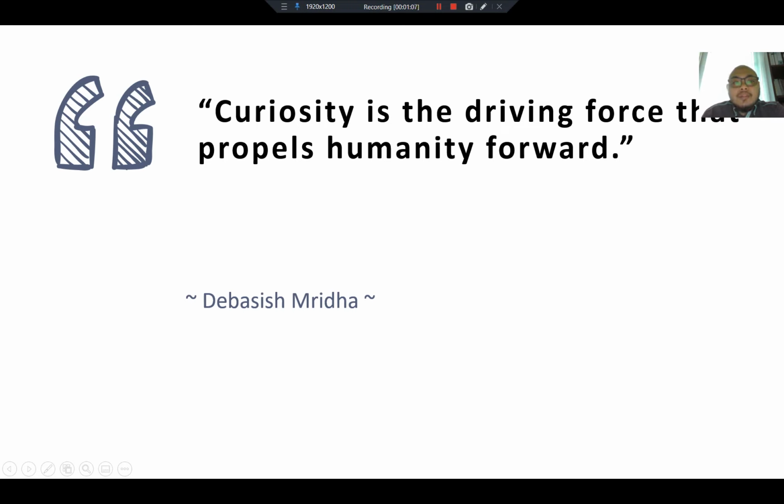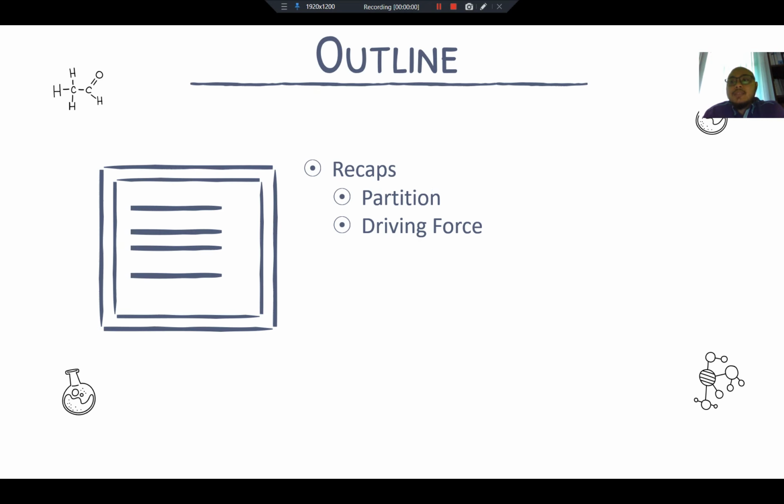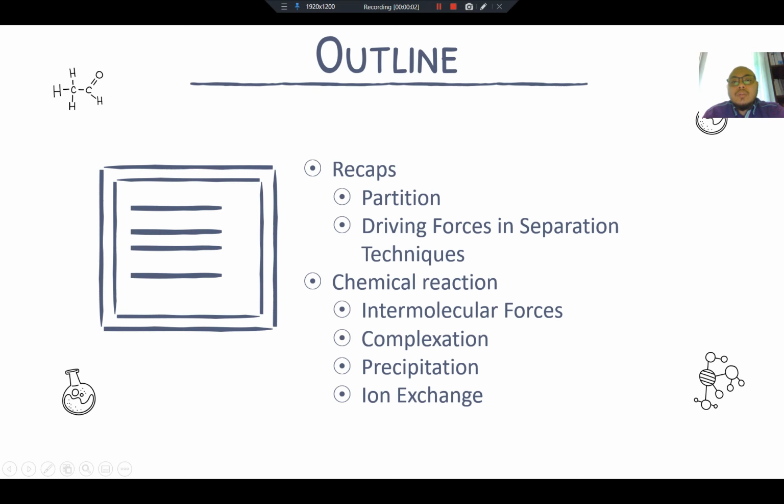Alright, so for this particular chapter, we will do some recaps on partition and driving forces, and extraction techniques, and then we will look at chemical reaction, under which we have a lot of things that we need to understand, including intermolecular forces, complexation, precipitation, and also ion exchange, right?